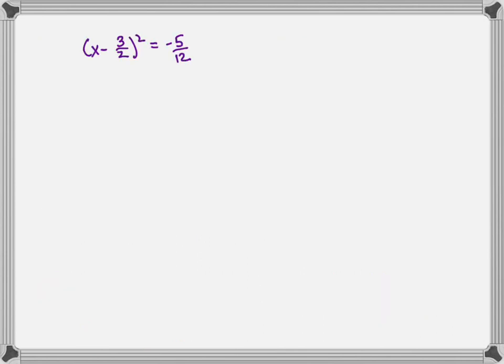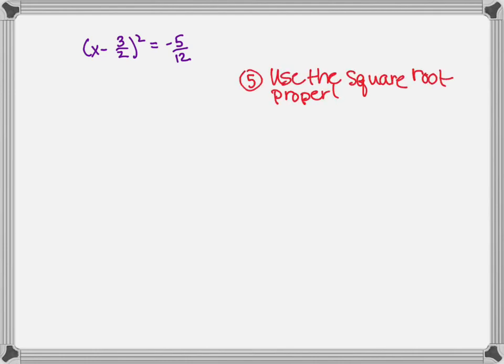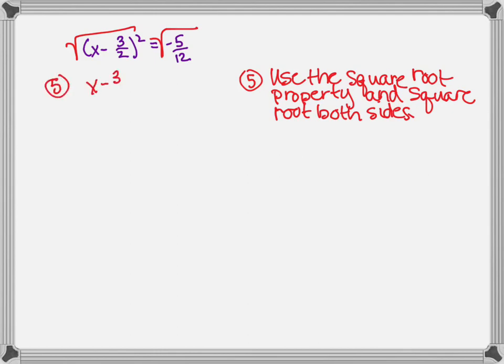So I'm going to rewrite that up here so we can see where we're starting from. Next step, use the square root property. And we will square root both sides of this equation. When we do that, on the left side I have x minus 3 halves equals plus or minus the square root of negative 5/12.